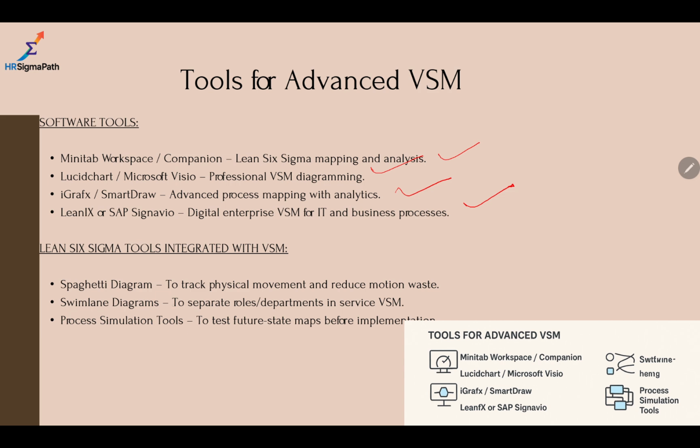The spaghetti diagram is used to track physical movement and reduce motion waste. Swim lane diagrams separate roles and departments in service VSM. And process simulation tools are used to test the future state map before implementation.